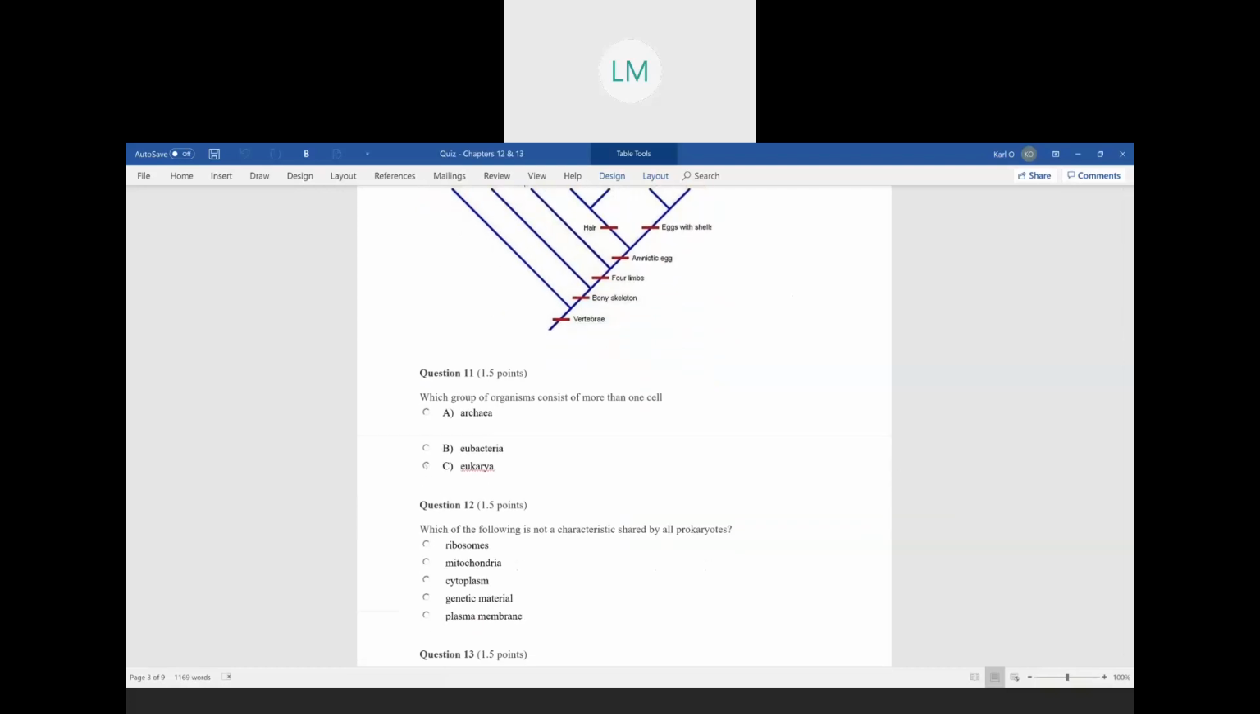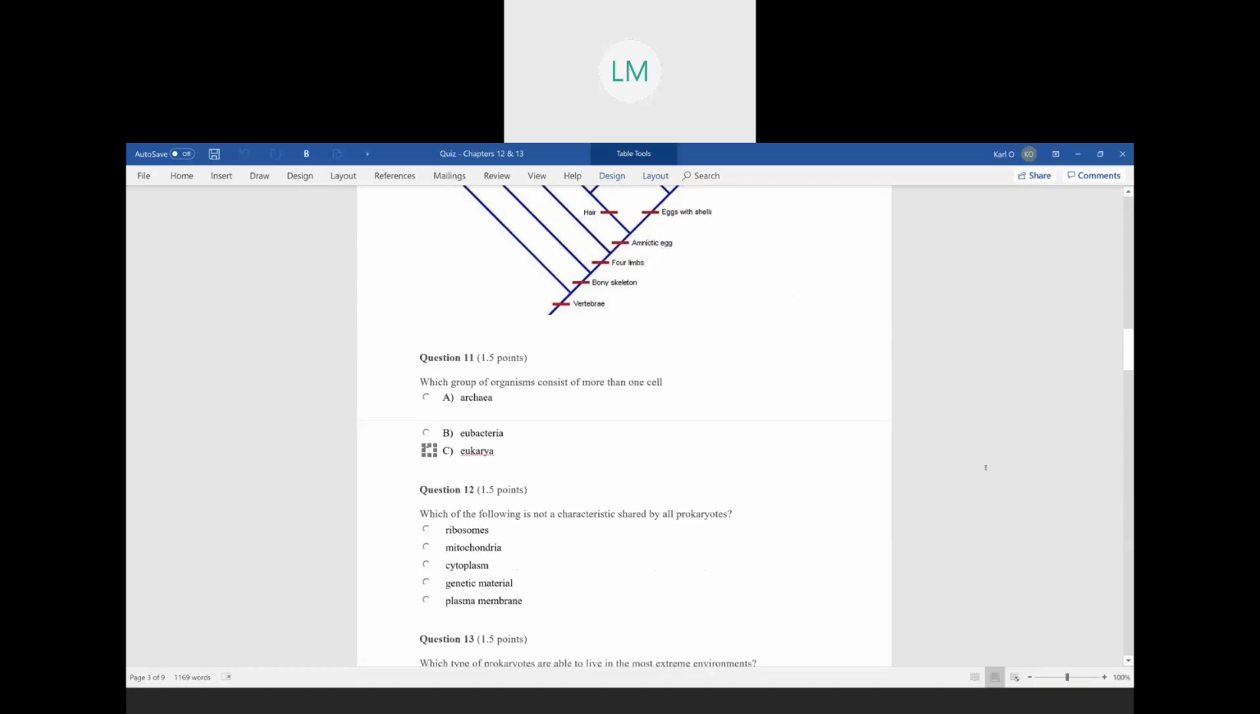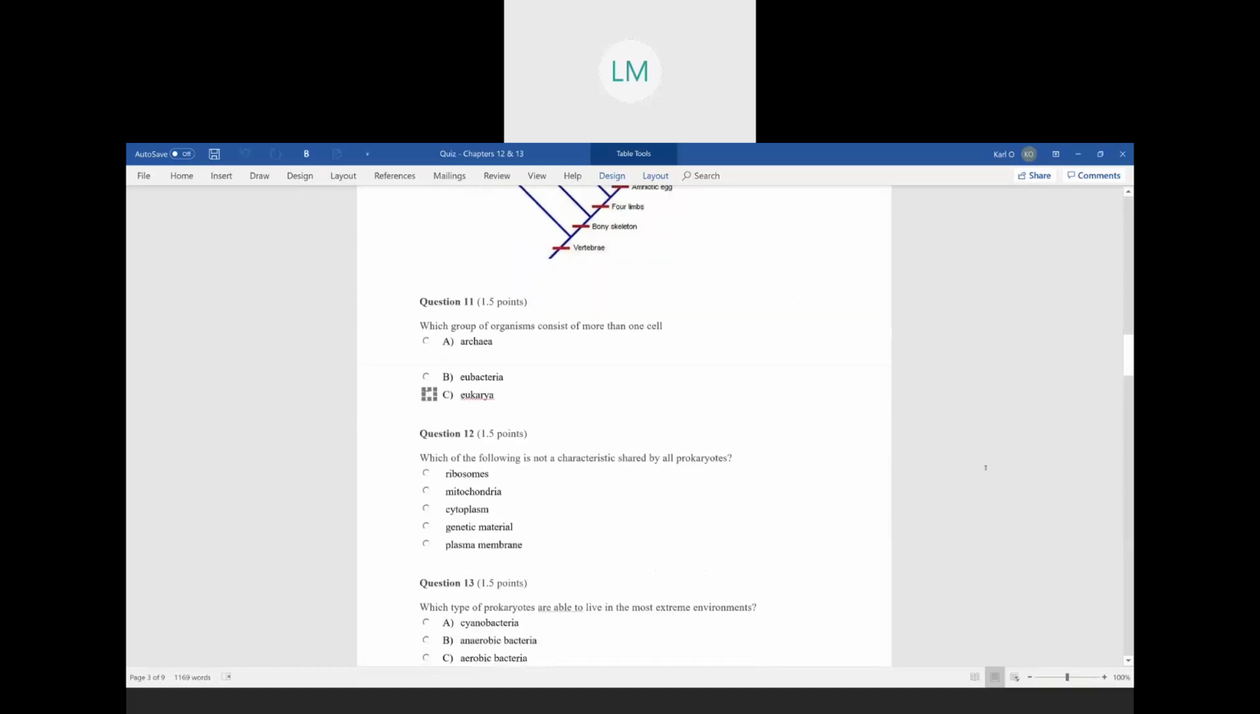Question number 11, which group of organisms consist of more than one cell? So that's going to be the eukarya, right? Our bacteria and our archaea are all prokaryotes, which are single-celled organisms, but eukaryotes can be multicellular.